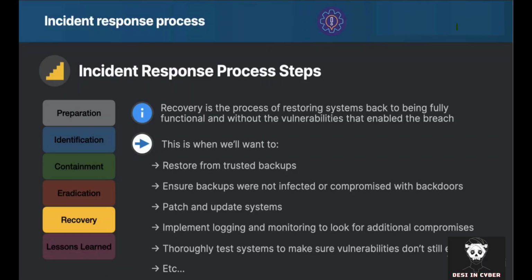Depending on the scope of the incident, the recovery and eradication phases may be performed at the same time, and/or they may take weeks or months to perform.